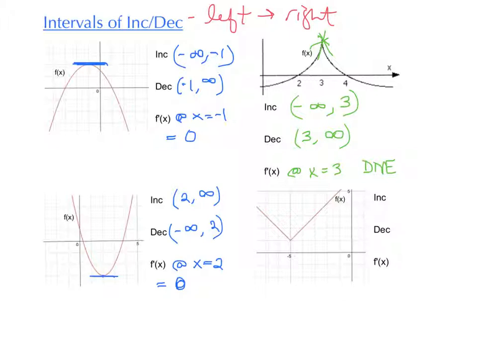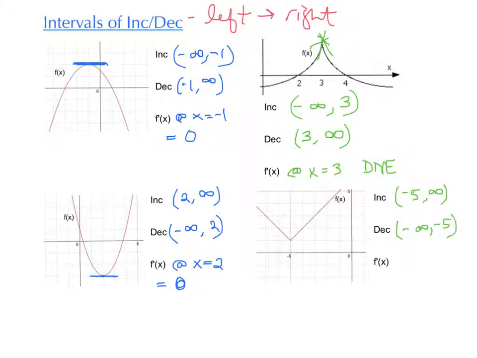Okay, last one is an absolute value graph. Again, the interval of increase would be where the graph is going up from left to right. So the interval of increase here would be from -5 to infinity. The interval of decrease would be where the graph is going down, so that's from negative infinity up until -5.